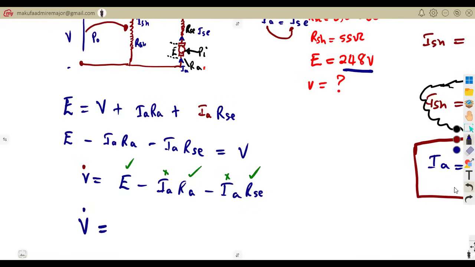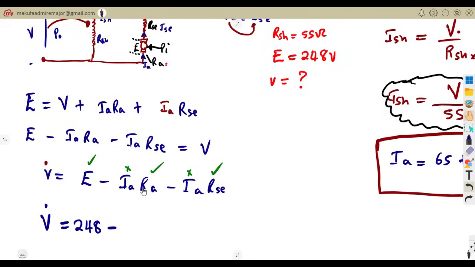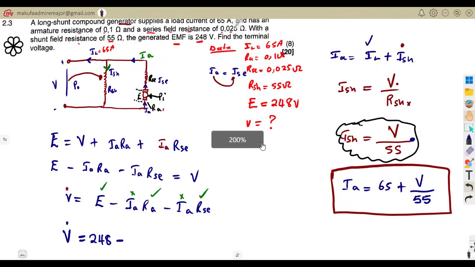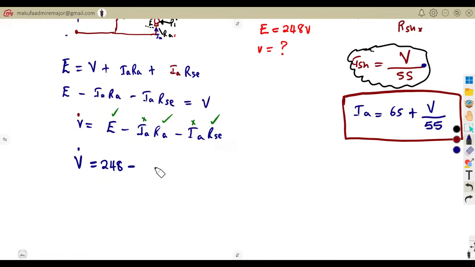E, we have it. That is 248 minus the armature current, which is this expression that we got here. But you're supposed to multiply by the armature resistance. So you can start with the armature resistance because it's just a single value. Take 0.1, the armature resistance, into your armature current. So it's like armature current times this first resistance. I just started with the resistance. Guys, remember the product of A and B is the same as BA, so it does not matter which one you start with.